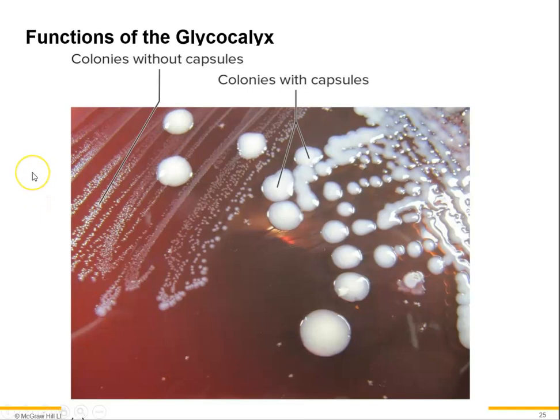Okay, this is just showing you different bacterial colonies, not particularly zoomed in or anything. You can see these white streaks here are going to be bacterial colonies, bacteria who don't have capsules, whereas these big globs, these mucoid appearing colonies, are going to be made up of bacteria that do have capsules.